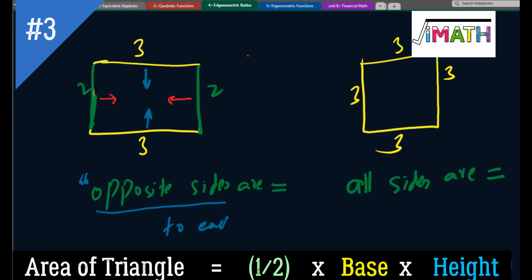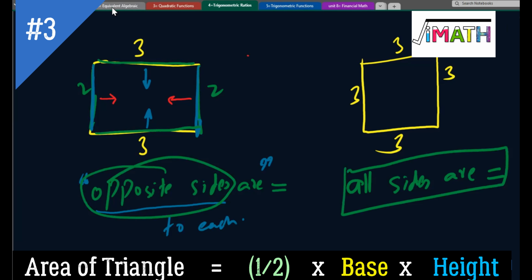That was worth observing, this property. Let me repeat it. In rectangles, opposite sides, whether it is left and right or the upper side and the lower side, opposite sides are equal to each other. In a square, all sides are equal to each other.